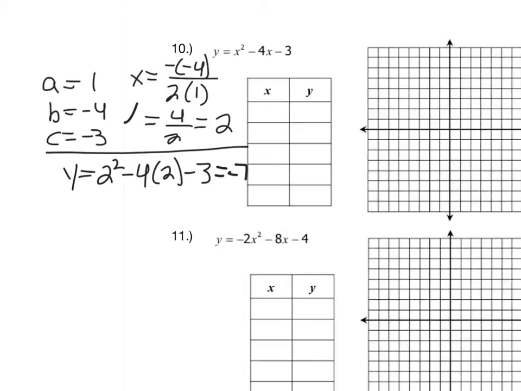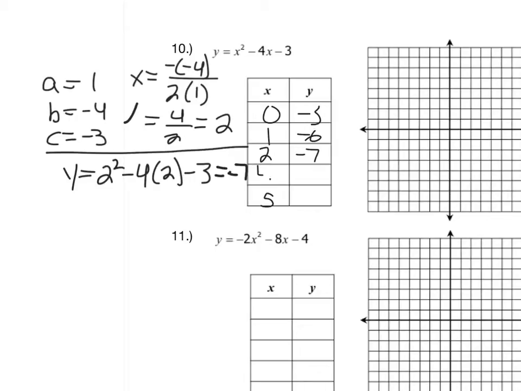And remember, we put that vertex in the middle, 2, negative 7. And you just number up and down. And you go ahead and put all these in your calculator. So if you put 0 in your calculator, you end up getting negative 3. You put 1 in your calculator, you end up getting negative 6.